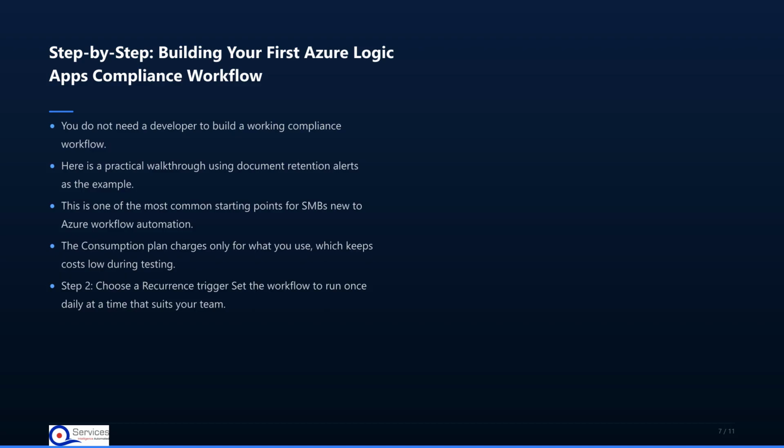Step 6. Test and monitor. Run the workflow manually from the Logic Apps Designer. Review the Run History panel to confirm it executed correctly, and set up Azure Monitor alerts for any workflow failures going forward. Most SMBs can complete this setup in 2 to 3 hours. For more advanced implementations involving AI-based document analysis or intelligent decision-making, the Complete Guide to Azure AI Agents for SMBs explains how to layer intelligence on top of these automation foundations.